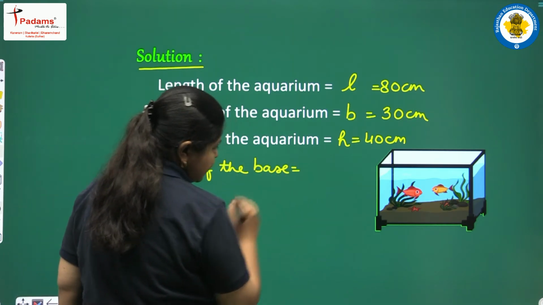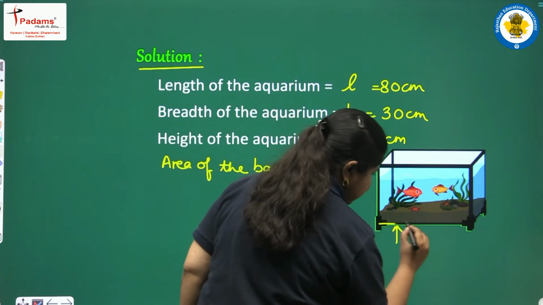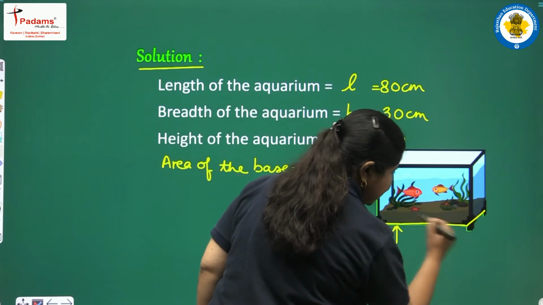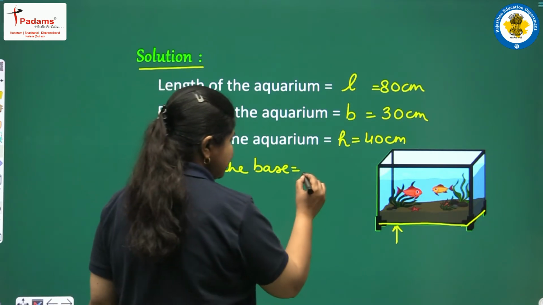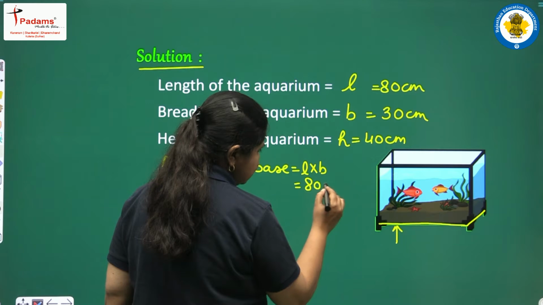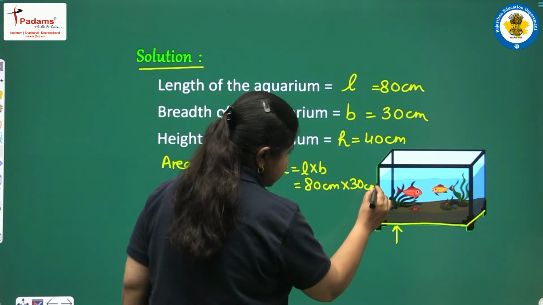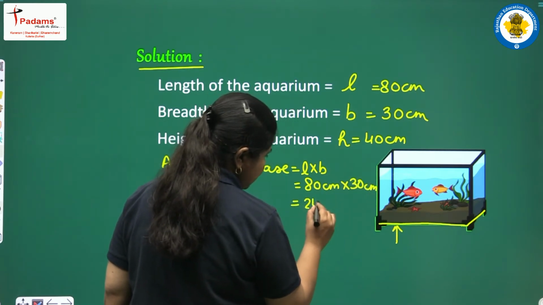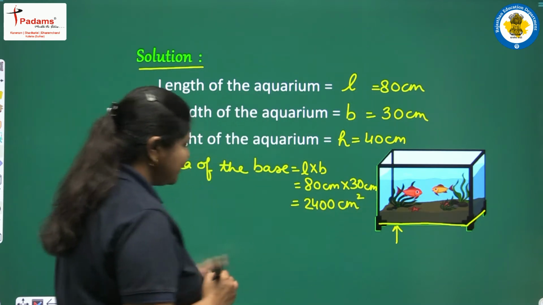Just go through the figure. This is the base, and how to find its area? It will be length into its breadth. Length और breadth को multiply करने से base का area मिल जाएगा, and so this will be L into B. Now L is 80 centimeter and B is 30 centimeter. So this will be 3 8s are 24 and 00 centimeter square. So this is the area of the base.